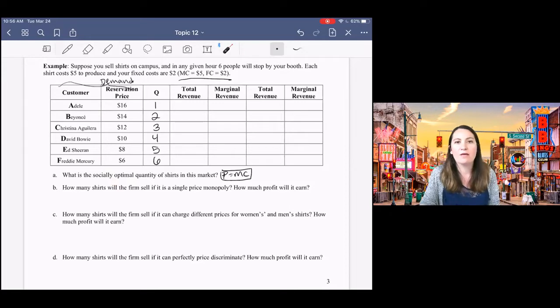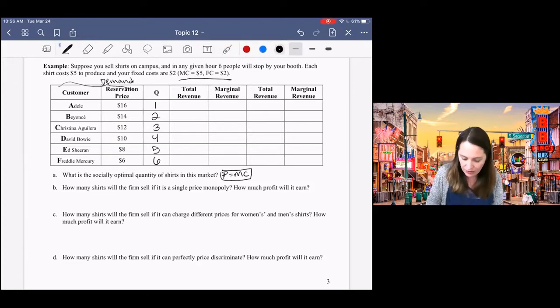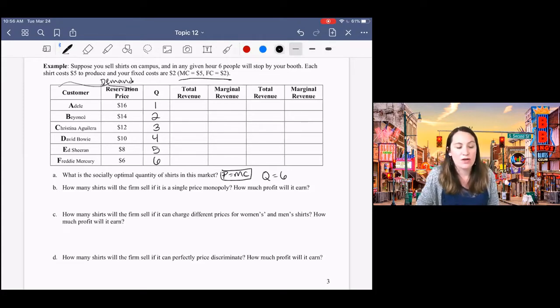They're all willing to pay more than $5 to buy this product. Now, what if the marginal cost had been $7? If the marginal cost were $7, then the socially optimal quantity would have just been 5 of the consumers because 5 consumers are willing to pay more than $7. All right, but in this example, all 6 customers are willing to pay more than $5, so our socially optimal quantity is equal to 6.